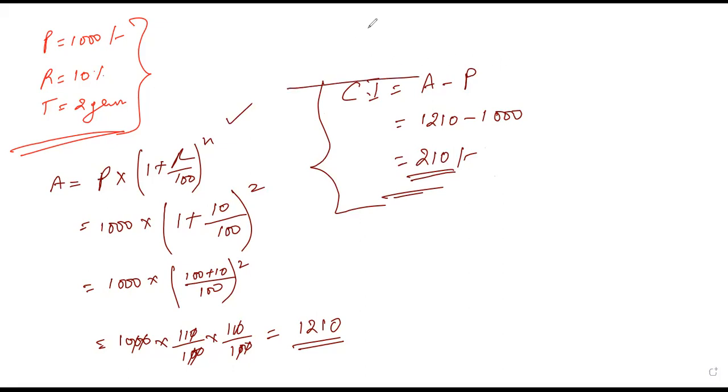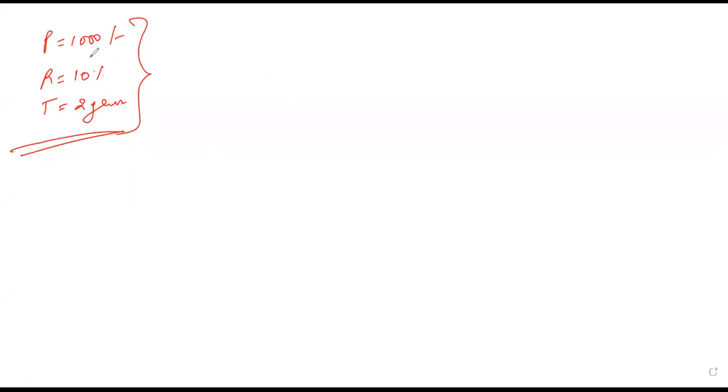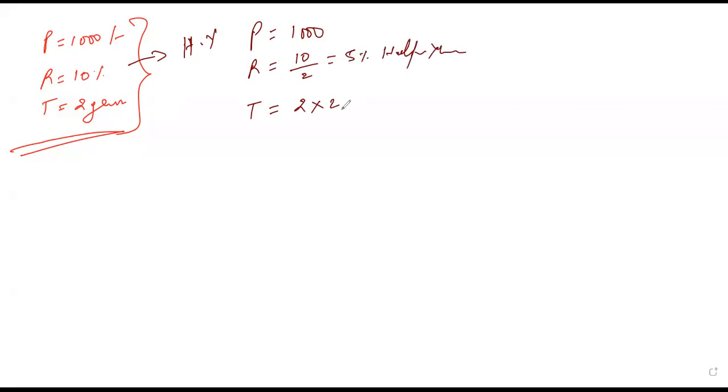So if we have to go for some other kind of calculation regarding this one, how are we going to calculate it in different situations? Suppose, for example, this same question has been asked for half yearly. If it is for half yearly, then what would be the change? Then the principal will remain the same, that is 1000. The rate of interest will be 10 by 2, and the time period will be multiplied by 2. So it is going to be 5% half yearly, and it will become 4 half years.